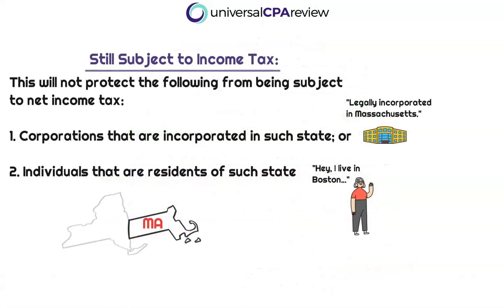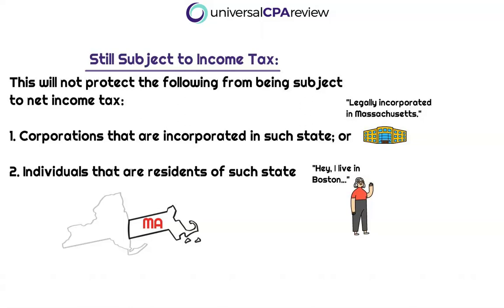Okay, so naturally, this is not going to protect corporations that are incorporated in such state or individuals that are residents of such state. Okay, so why does that make sense? Because if this company is incorporated in New York instead of Massachusetts, then the government is saying that by definition, your company is part of that state. So you're going to pay state income tax there.